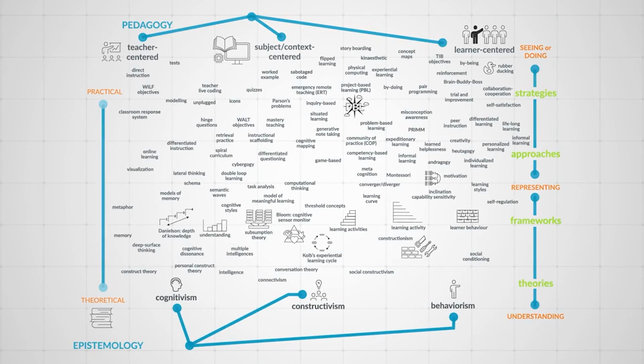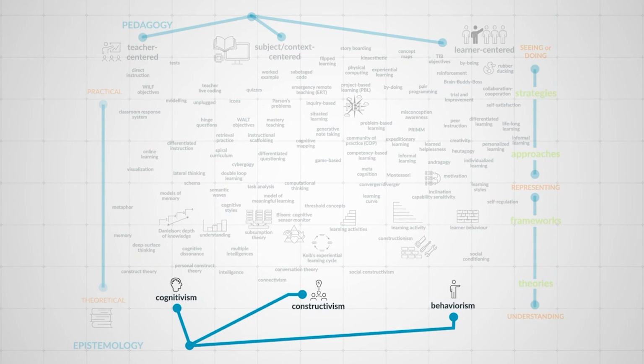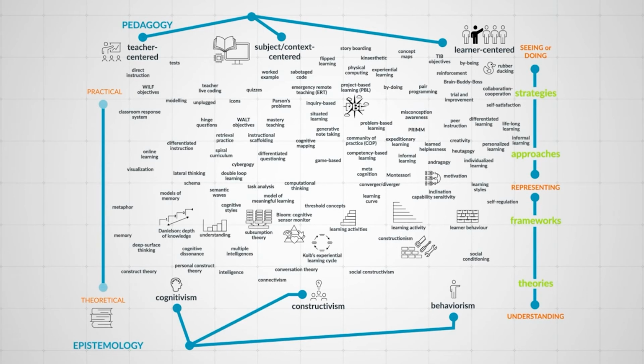This is an important point to make about the map. There is no connection between the left to right order of cognitivism, constructivism, and behaviorism, and the left to right order of teacher, subject, and learner-centred. For example, the cognitivist theory informs our understanding of threshold concepts, but these are taught through trial and improvement approaches which are learner-centred. Alternatively, across the map, behaviorism suggests a task analysis approach leading to strategies which are teacher-centred, such as differentiated questioning.